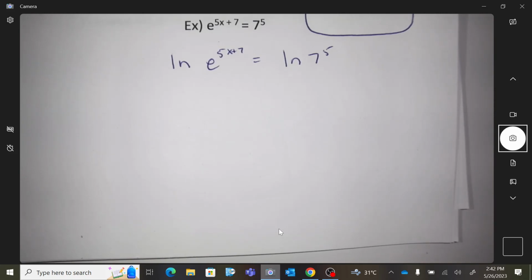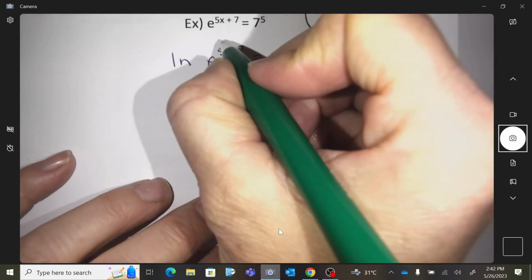It's not wrong if you just logged it. You'll be fine, you'll get the same answer. But you'll use your ln button now.